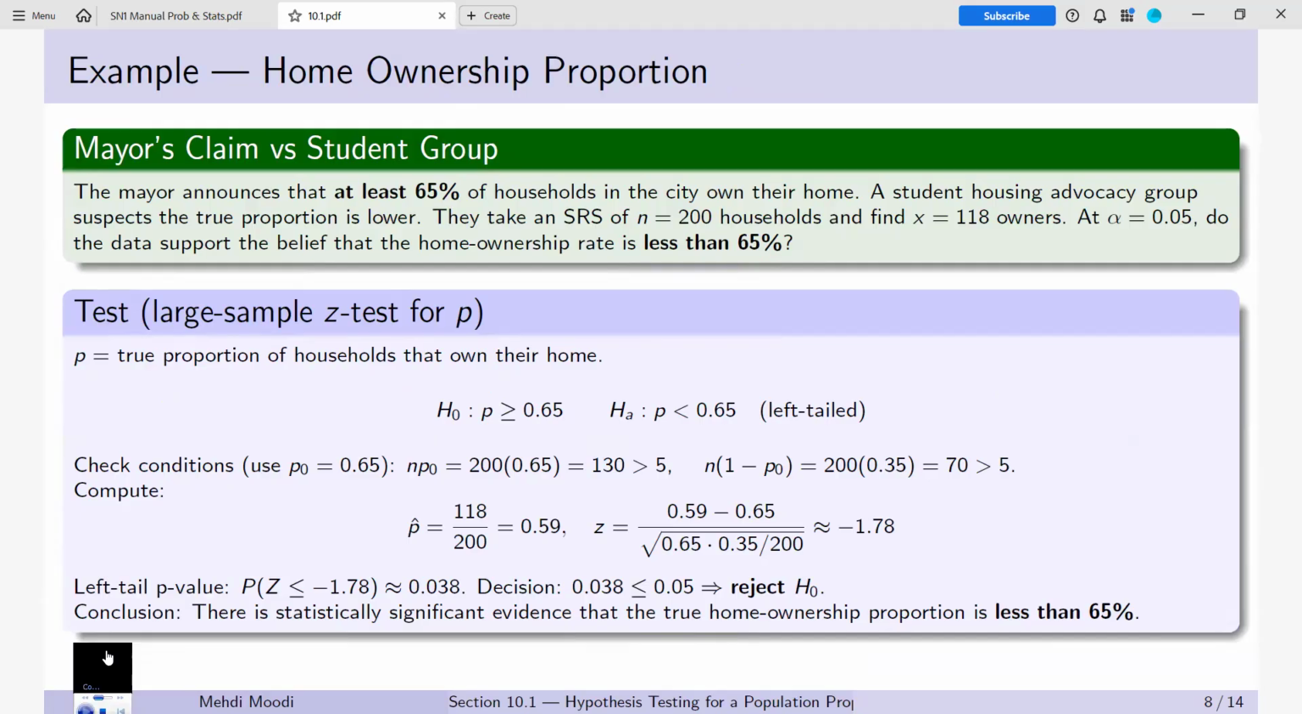The mayor claims at least 65%, but the student group thinks it is lower, so we use a left-tailed test. The sample proportion is 0.59, which gives a z-score of about minus 1.78. The left tail p-value is about 0.038, below alpha 0.05, so we reject the null. In plain English, the data suggests the mayor is overselling home ownership.